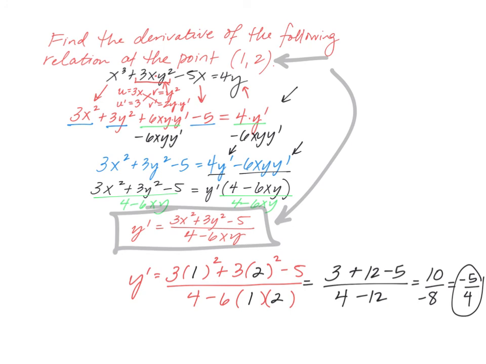And remember what that means. The derivative is the slope of the tangent line at that point. So this relation that we started with, x cubed plus 3xy squared minus 5x equals 4y, it has a tangent line at the point (1, 2) with a slope of negative 5/4.